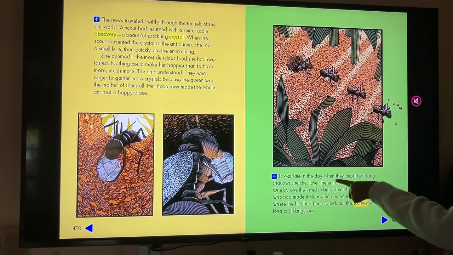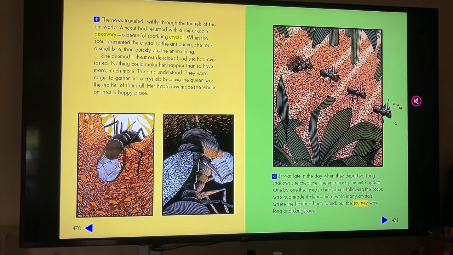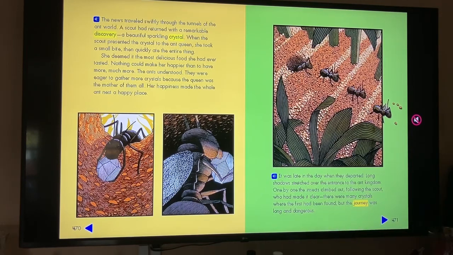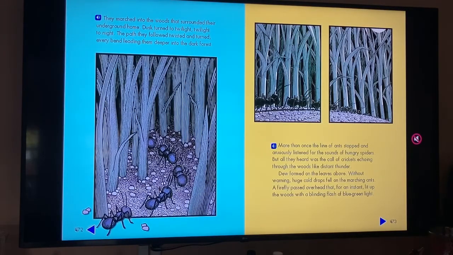It was late in the day when they departed. Long shadows stretched over the entrance of the ant kingdom. One by one, the insects climbed out, following the scout, who had made it clear there were many crystals where the first had been found, but the journey was long and dangerous. They marched into the woods that surrounded their underground home. Dusk turned to twilight. Twilight turned to night. The path they followed twisted and turned, every bend leading them deeper into the dark forest.